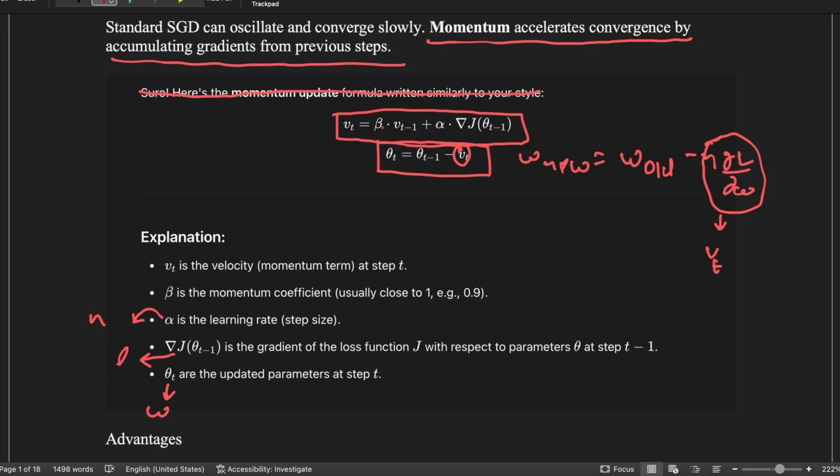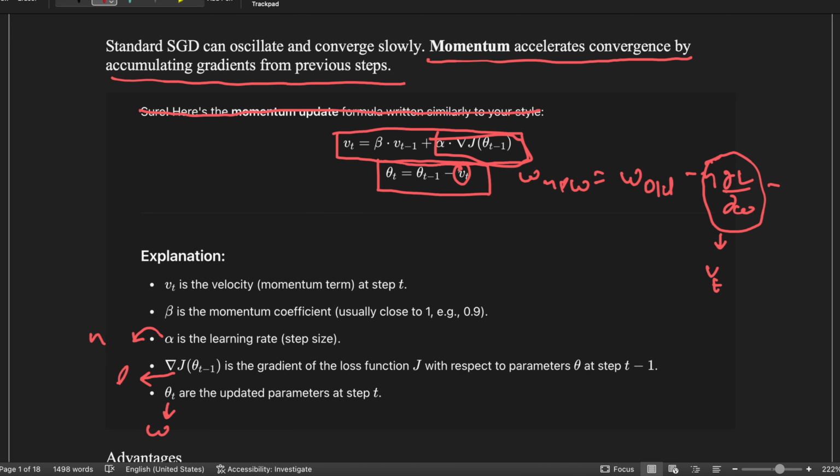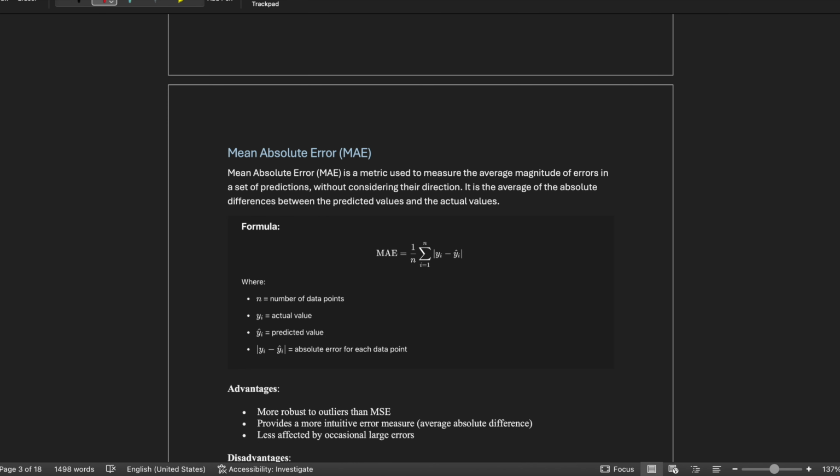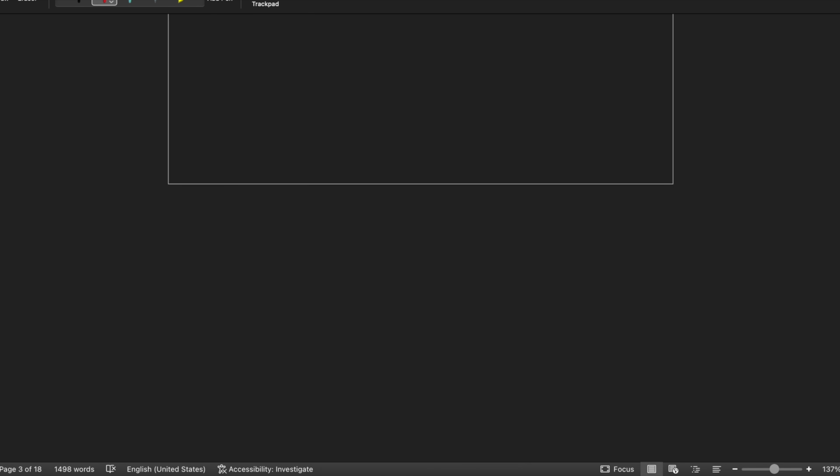So VT is beta, the momentum coefficient, which we also call the decay rate, times VT minus one, plus alpha times the gradient. This part you already know, it is the same as before. What changes here is that we are adding one more term, beta times VT minus one. In momentum, we add this term alone to create the formula of momentum.